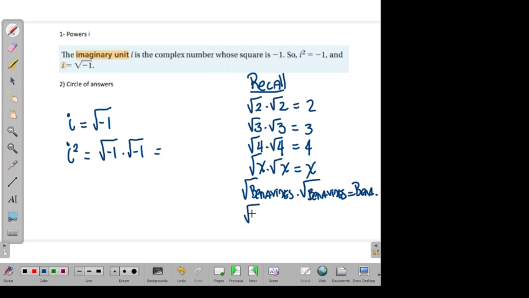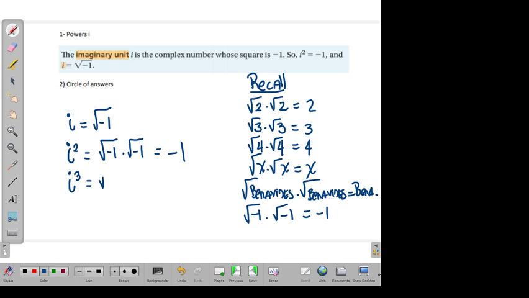So, what is the square root of -1 times the square root of -1? -1. By definition. Not because it's true, it's by definition. Because once you have a rule, you can't change the rule. So, by definition, it's that. So, what is I to the 3rd power?